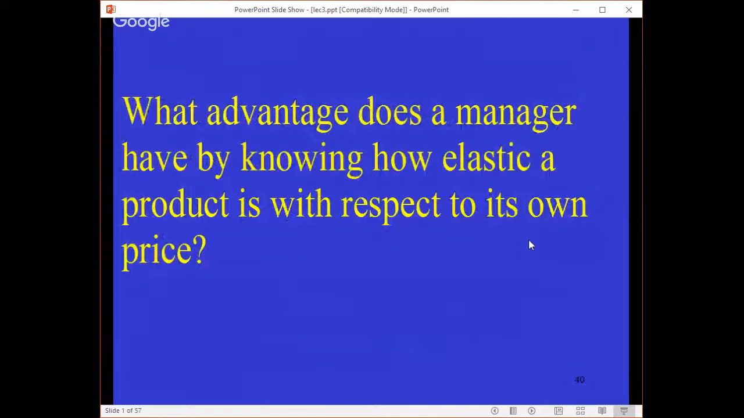Now, this gets to what advantages a manager has by knowing how elastic a product is with respect to its own price. Well, it tells me how much pricing power I have. And pricing power is important. Can I raise the price without significantly lowering my revenue?